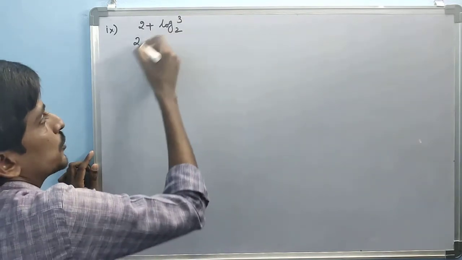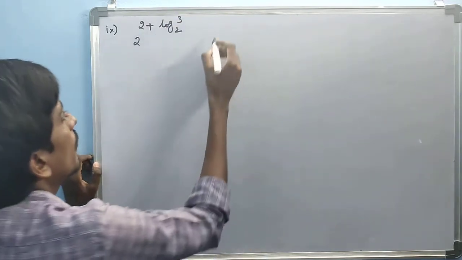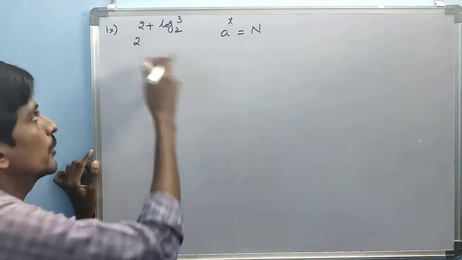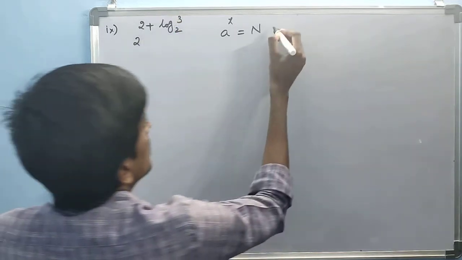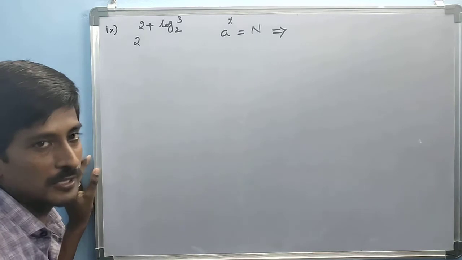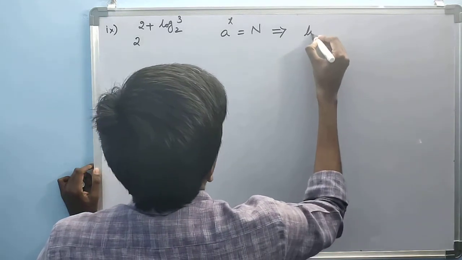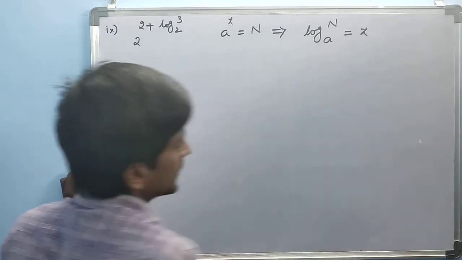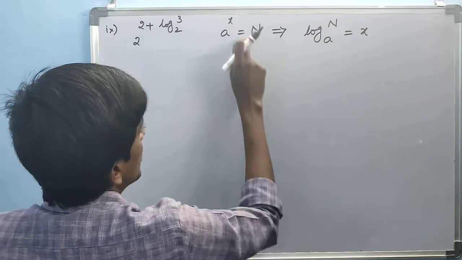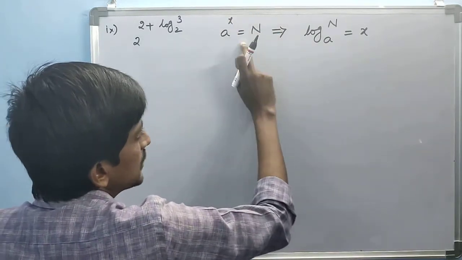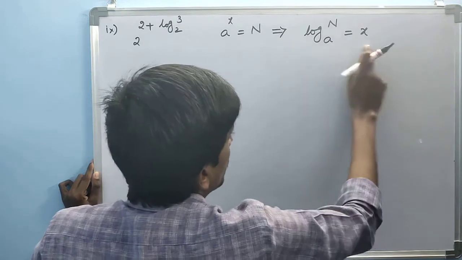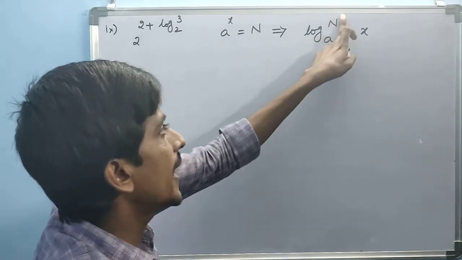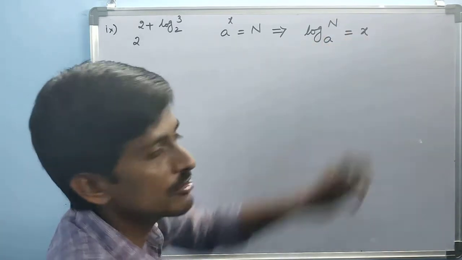It is one exponential form. A to the power of x equals to some n. That is exponential form like this. This can be converted into logarithmic form. How to convert to logarithmic form? Log n base a is equals to x. A power x equals to n is the exponential form. This exponential form can be converted into logarithmic form like this. A to the power of x equals to n implies log n base a, same base, is equals to x.